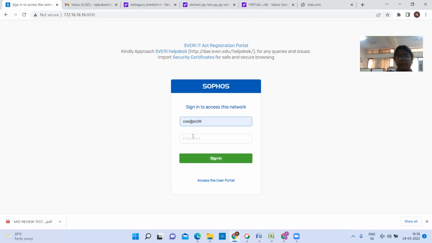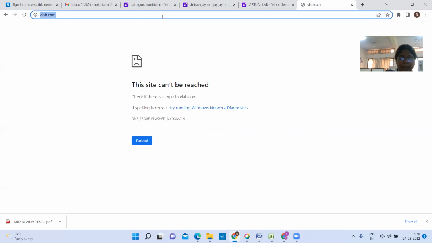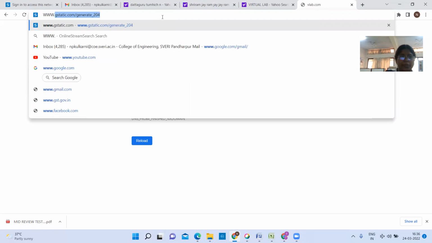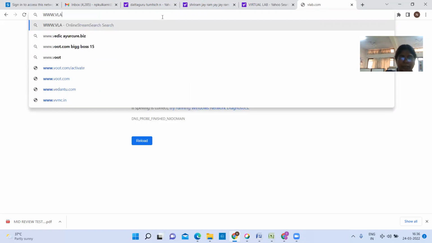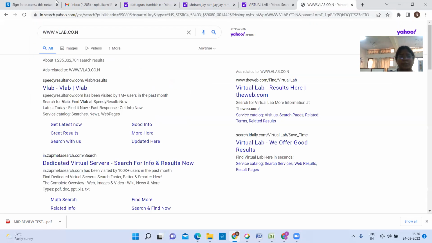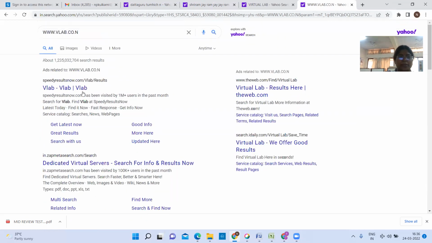My screen is visible? Yes, no? But that facility you can avail at your place through this virtual lab. So I will show you how to log into it. www.vlab.co.in. So yes, you can write down this site, www.vlab.co.in.